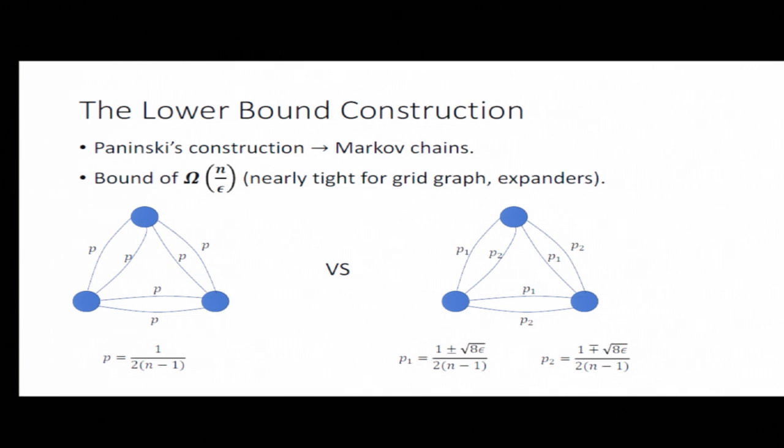And for our lower bound, the main technical challenge here is adapting a well-known construction of Paninski for testing if a distribution is uniform or not to the Markov chain setting. I don't have time to go into the details of the lower bound, but if you have more questions, come find me at the poster session. Thank you.